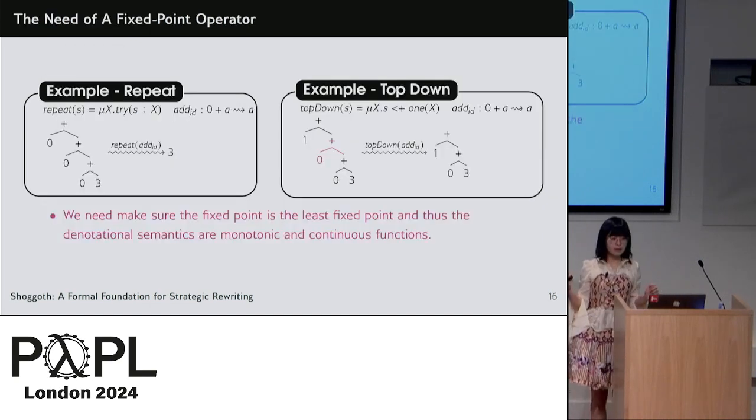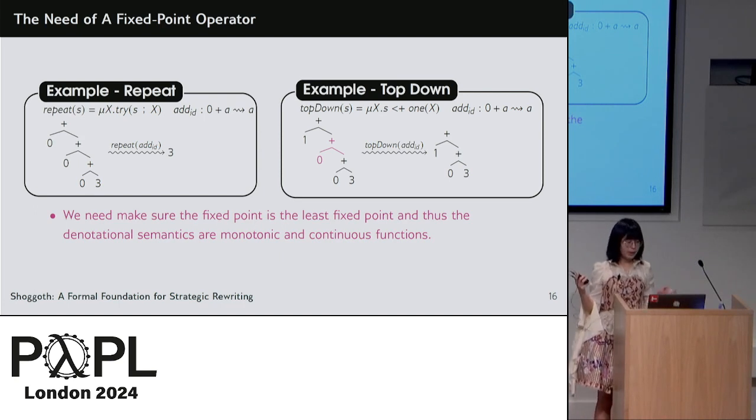We also need a fixed point operator because we have repeat, which means keep applying a strategy until it's no longer applicable. And we also have traversals like top-down, find the first possible position to apply a strategy. So that's why we need a fixed point operator to express these strategies.